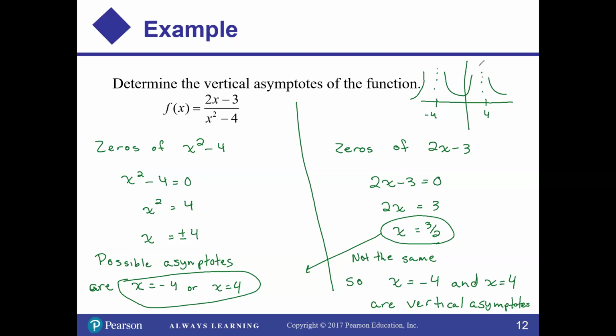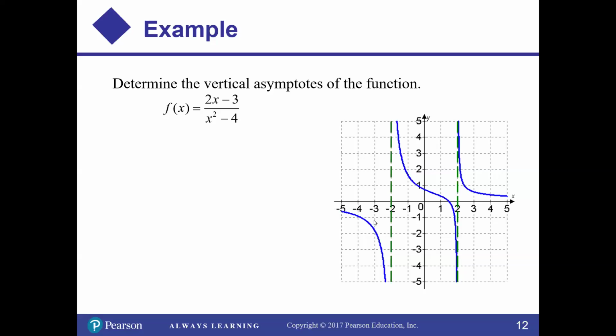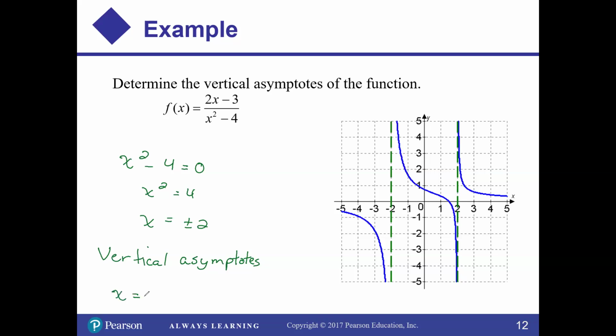Let's actually see what this graph looks like. So this is what your graph would look like. I made a typo. If I solve this, it should give me plus or minus 2, which are my vertical asymptotes. I'm grading too many tests before doing this. So my vertical asymptotes would be x equals negative 2 and x equals 2. And the numerator's zero of 3.5 doesn't match, so these are vertical asymptotes.